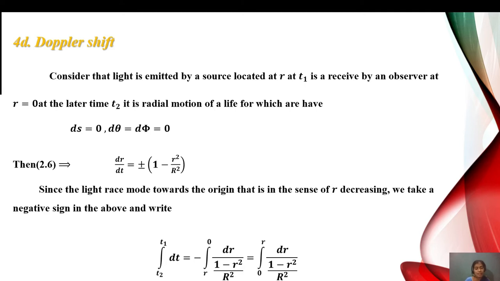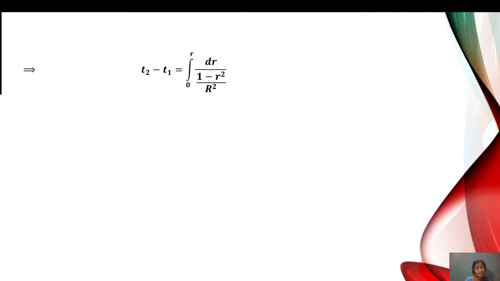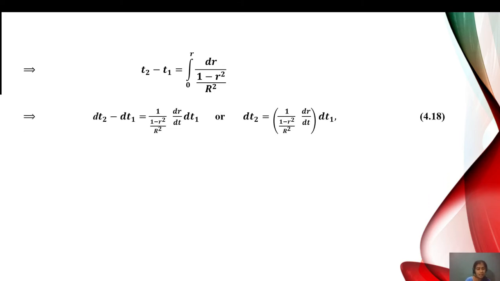dr upon the square root of 1 minus r square upon capital R square. After integrating, t2 minus t1 equals integration from 0 to r of dr upon the square root of 1 minus r square upon capital R square. Changing this form, we get dt2 minus dt1 equals 1 upon 1 minus r square upon capital R square dr, and the dt cancels, so dt2 changes to the form 1 upon 1 minus r square upon capital R square dr upon dt1.